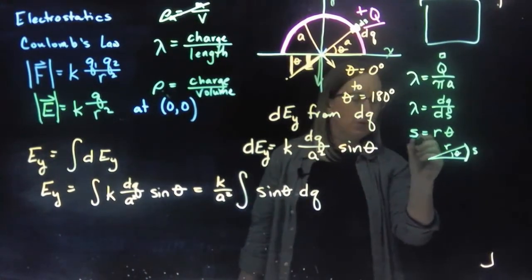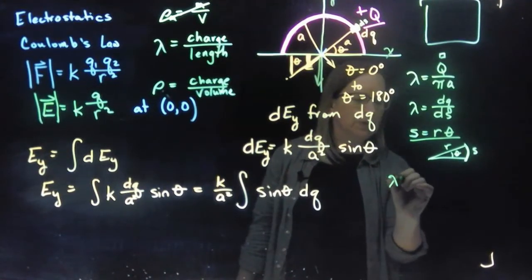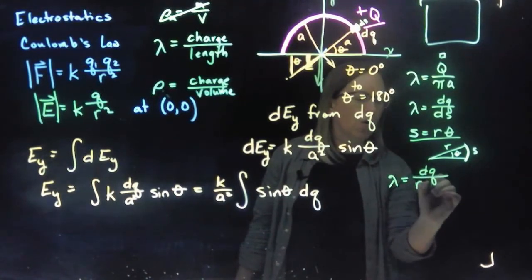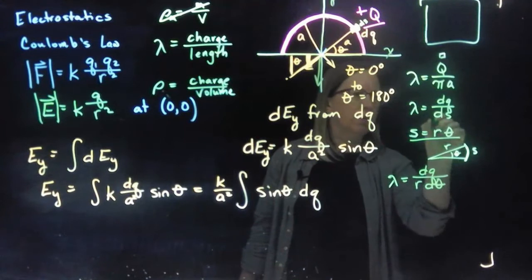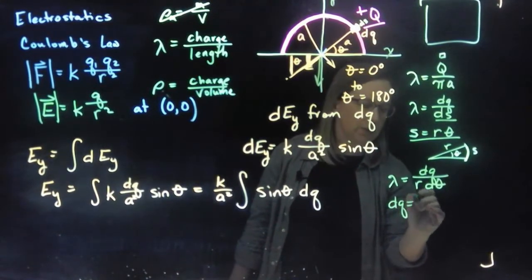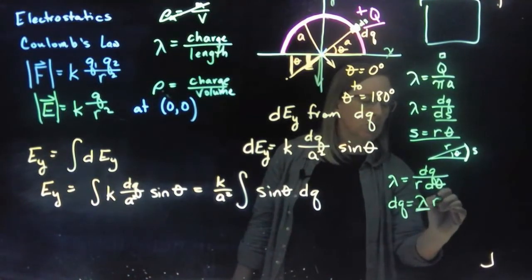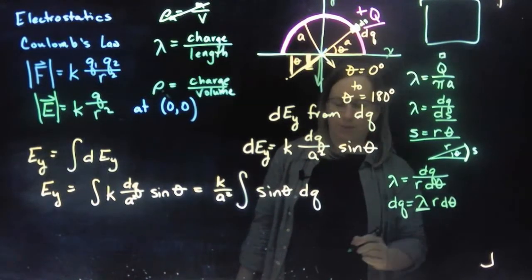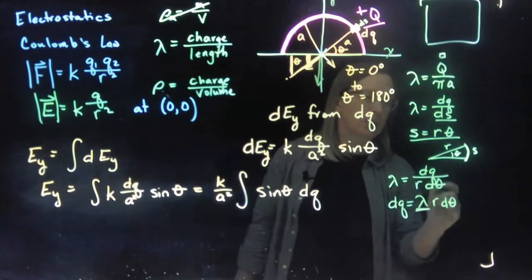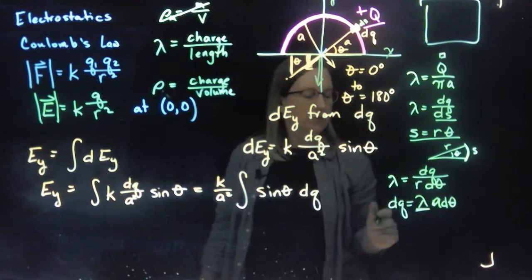So if we use this and write it like that, I could say lambda is equal to dq over r d theta. In place of my ds, I can rewrite it and say dq is equal to lambda, that's a density, so it's a constant, times r d theta. Now, hopefully you like that a little better. In fact, it's not r in this case. The radius is actually an a, because that's the radius of this circle.